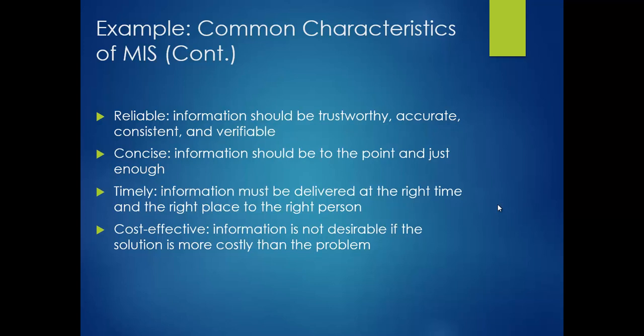It should be timely, which is information must be delivered at the right time and the right place to the right person. And it should be cost effective. So information is not desirable if the solution is more costly than the problem. If I'm collecting the information and analyzing it, and that will cost me way more than the solution itself, then that's not going to work. So those are the eight common characteristics of a management information system.